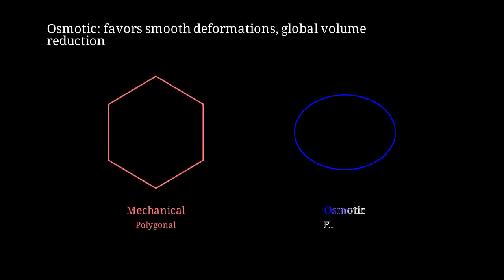Here's a comparison. Mechanical buckling produces polygonal shapes with vertices and edges. Osmotic buckling produces smooth ellipsoidal shapes. Experiments beautifully confirm these theoretical predictions.